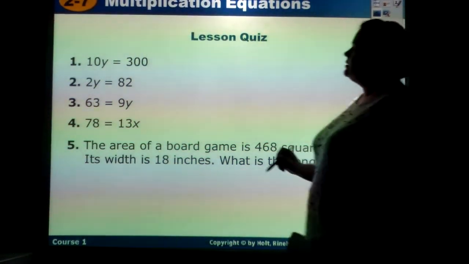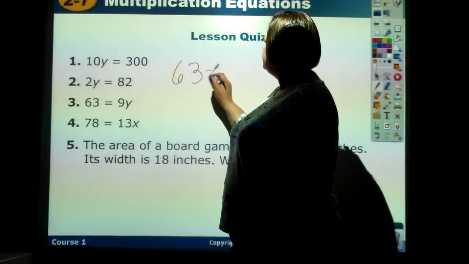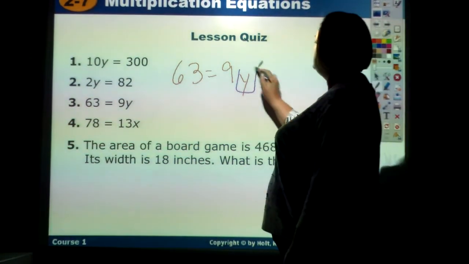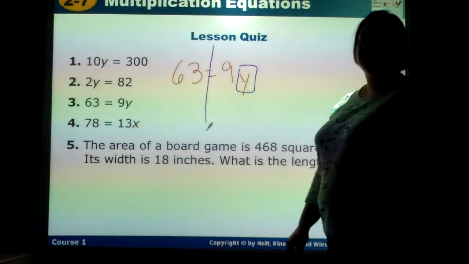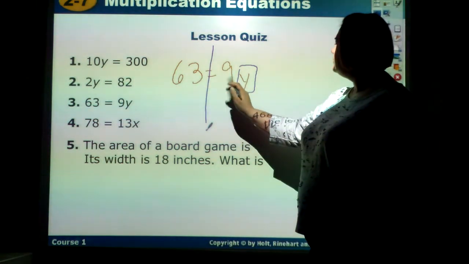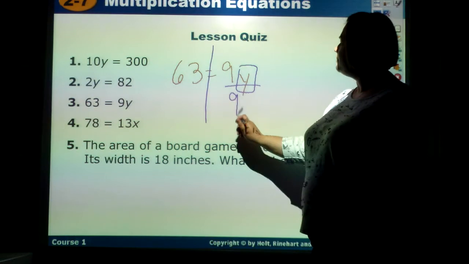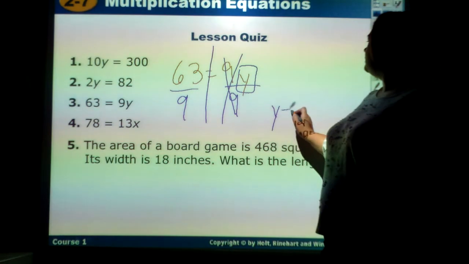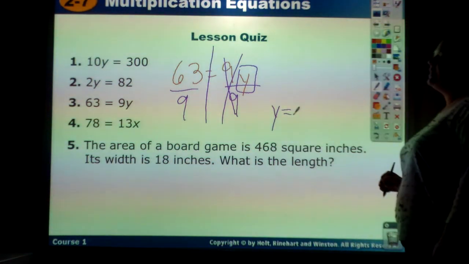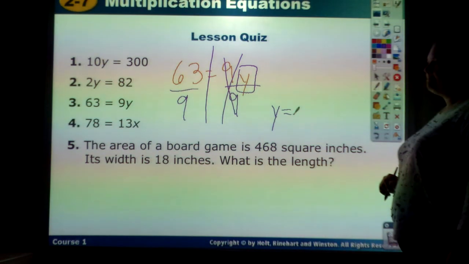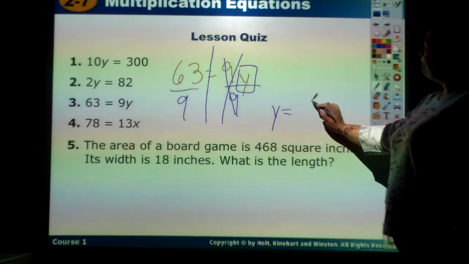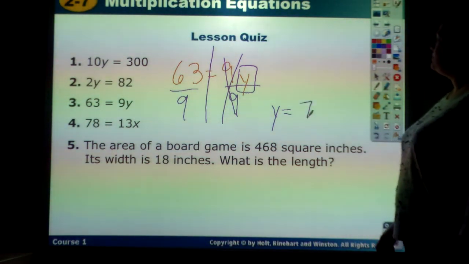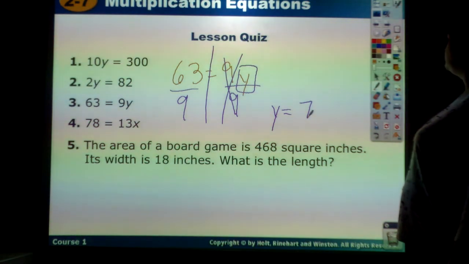Okay, let's look at 63 equals 9y. First, isolate the variable. Divide the equation in half. We have 9y. To get rid of the 9, we divide, the opposite operation or the inverse operation. Okay, 63 divided by 9 is 7.